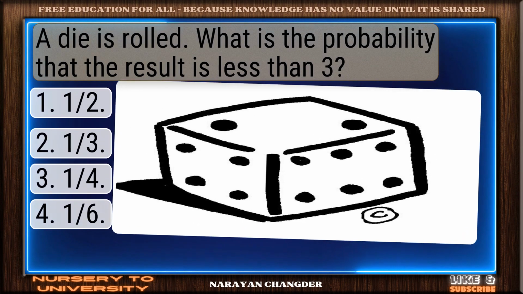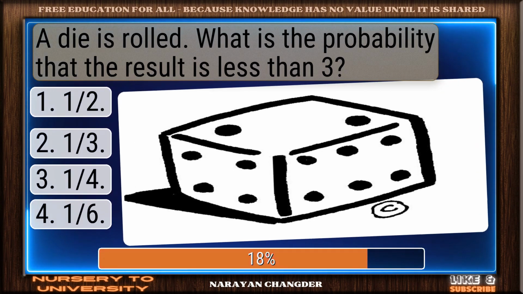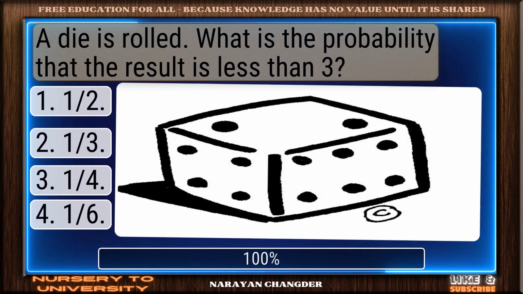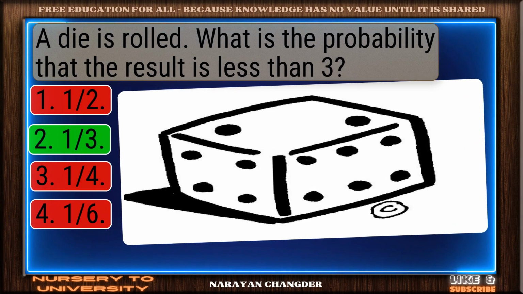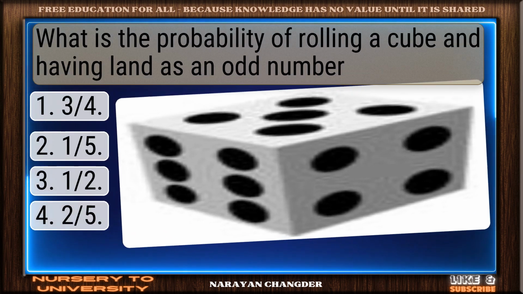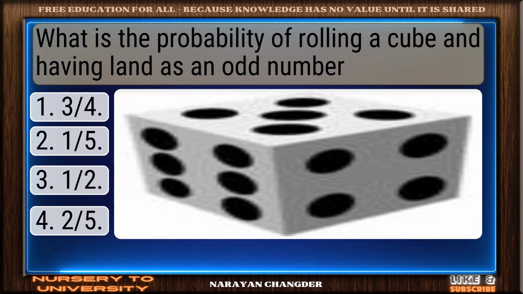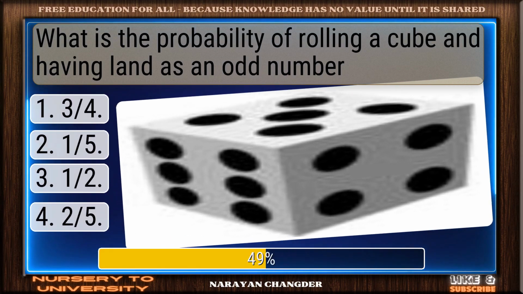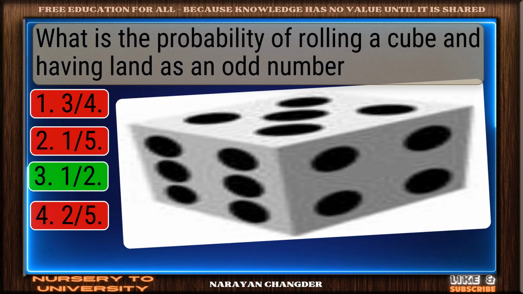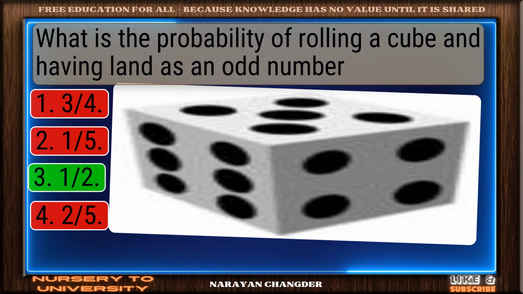A die is rolled. What is the probability that the result is less than 3? Smart pick. 1/3 is correct. What is the probability of rolling a cube and having it land as an odd number? Great job. 1/2 is accurate.